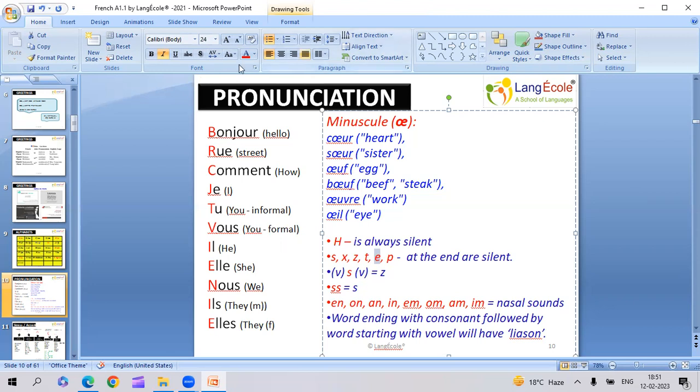Getting it? Sorry, sir, can you repeat that again? Okay. So when this E is at the end, it doesn't have its own sound, but it completes the sound of the last alphabet which has come before it.